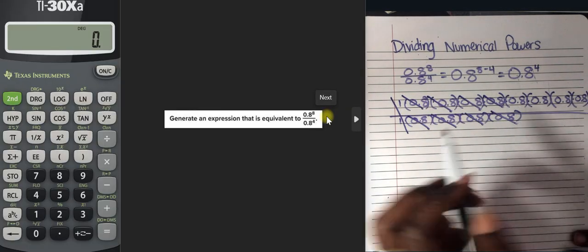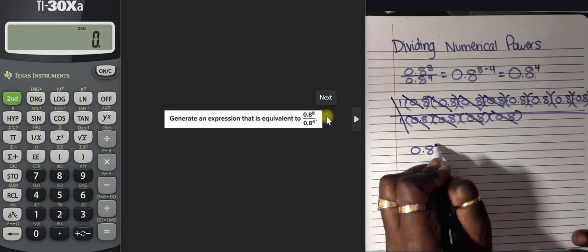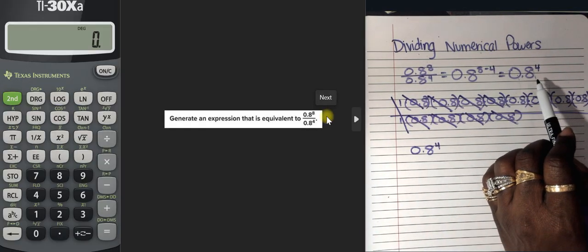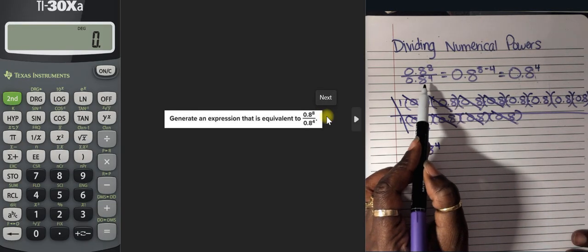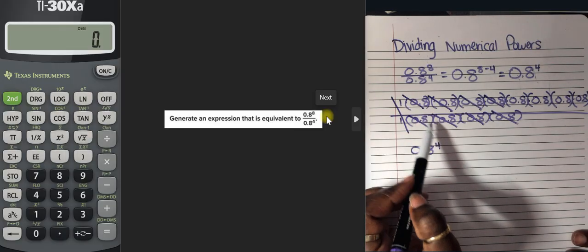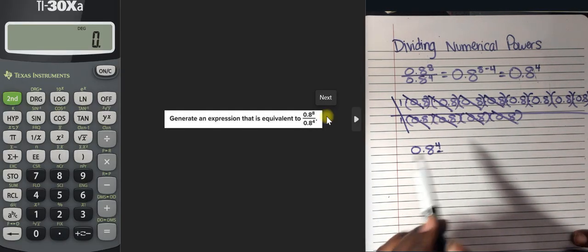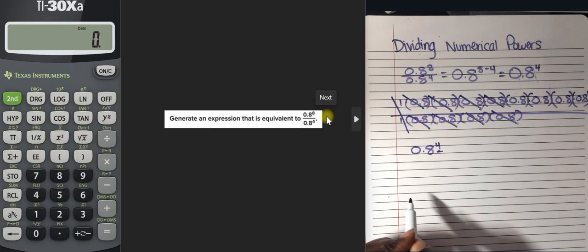And what are we left with? We're left with 0.8. And how many times are we multiplying that? 4 times. So notice that that's what we have here. We're just canceling out what we have in common between the denominator and the numerator, taking out what is the same and leaving the difference, so that we can figure out what the answer is.